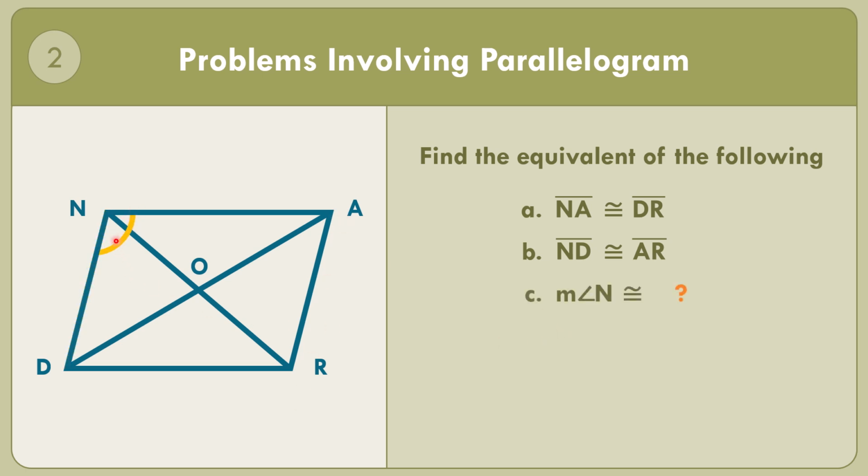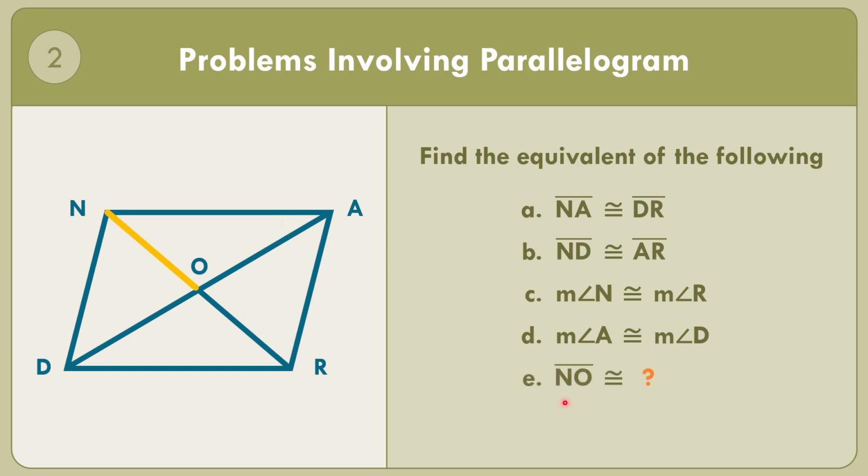The measure of the angle N. Opposite angles are congruent. So it means the measure of angle N is equal to the measure of angle R. So, the measure of angle R. How about letter D? The measure of angle A. The opposite angle of angle A is angle D. So the measure of angle A is congruent to the measure of angle D. So the answer is the measure of angle D.